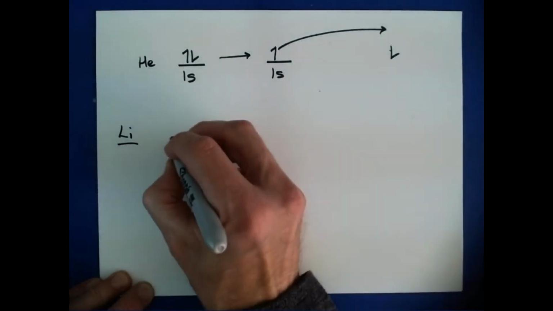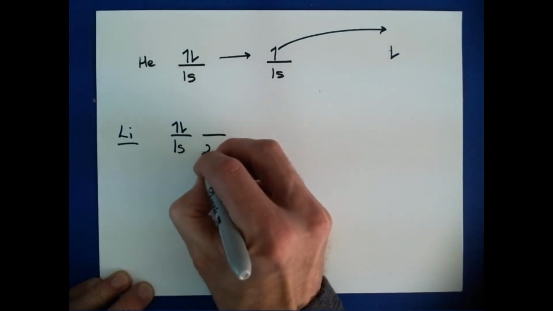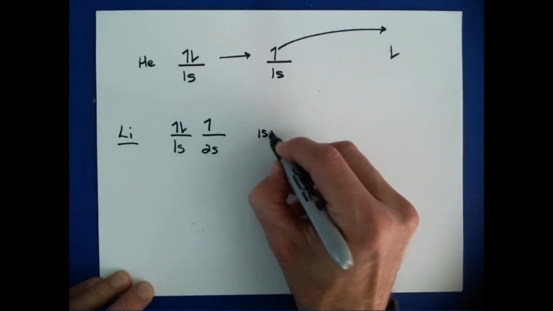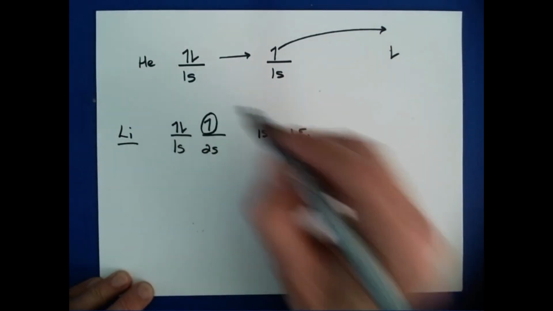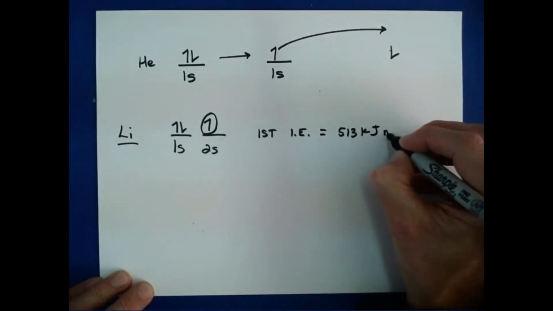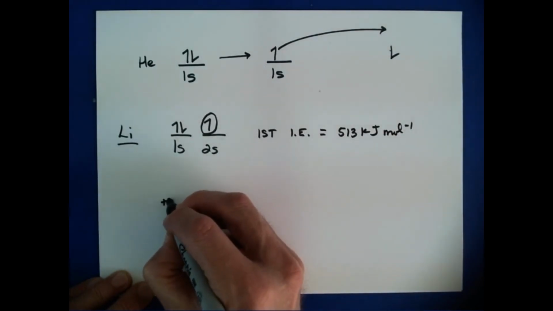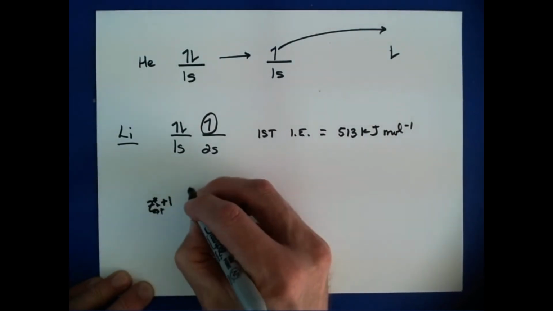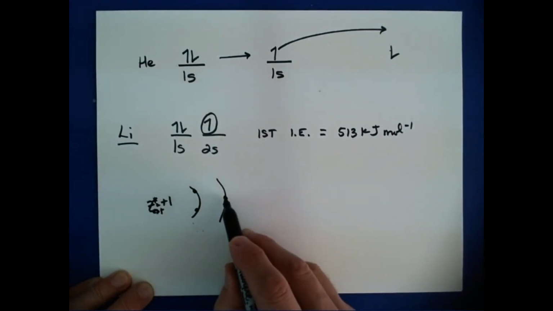So let's look at lithium. We're going to take the electronic configuration of lithium, which is 1s2, 2s1. And we notice that the first ionization energy for lithium, that is the removal of this electron here, is going to be equal to 513 kilojoules per mole. And that's because that valence electron here has an effective nuclear charge of 1. So I'm going to write Z star here, estimate, that's 1. We've got 2 electrons in that first shell and 1 electron in that second shell. It's kind of easy to get rid of that.